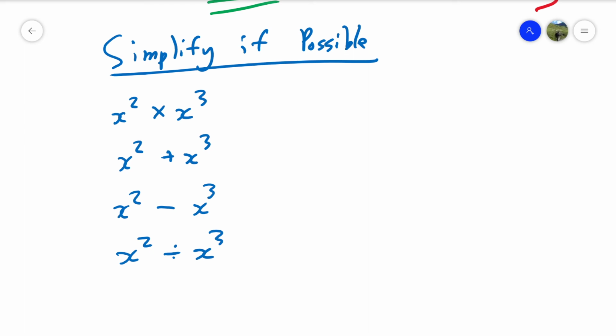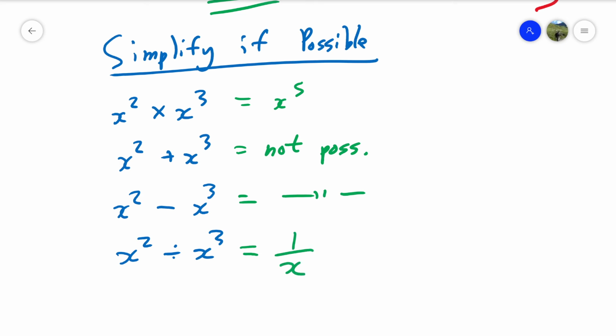Have a go in your own time. The answers are x to the 5, not possible, not possible, and 1 over x. Skip to the next question or hang around while I talk them through. This is x times x because that's what x squared is. Then x times x times x is x cubed, and clearly that is 1, 2, 3, 4, 5 x's, so that's x to the 5.